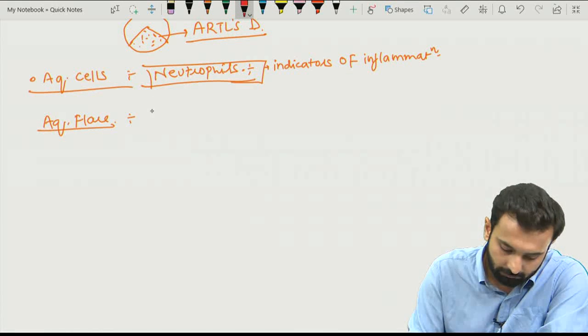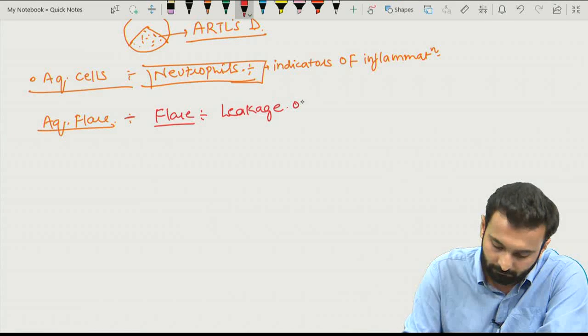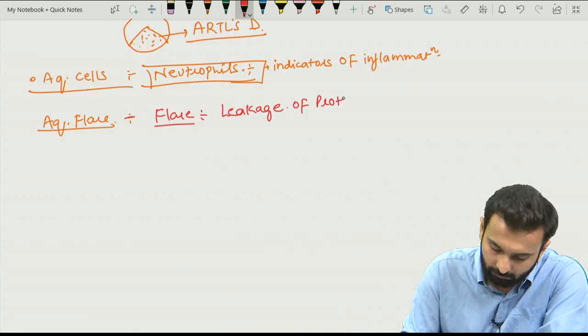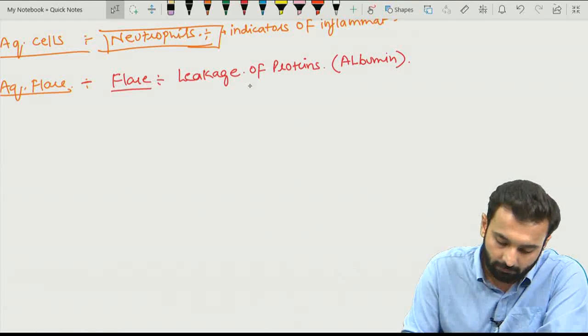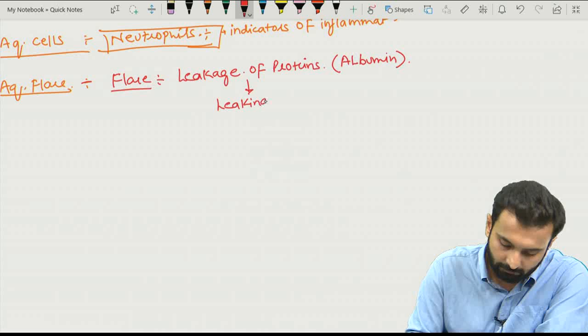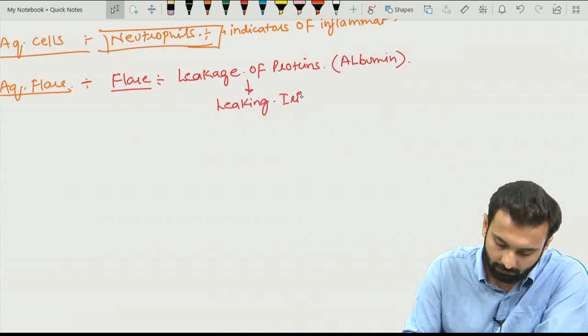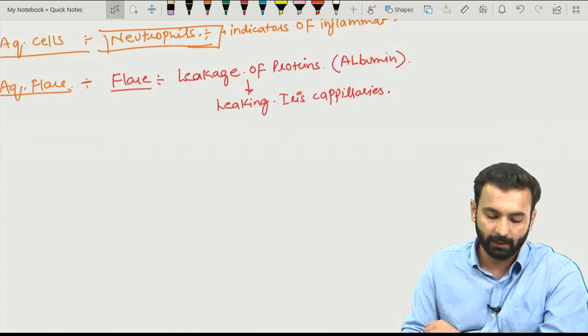What is aqueous flare? Now you see aqueous flare because of leakage of proteins. Which protein do you see? Mainly albumin protein is seen in aqueous. From where are these proteins leaking? From the leaking iris capillaries, these albumin proteins leak into the aqueous, right?